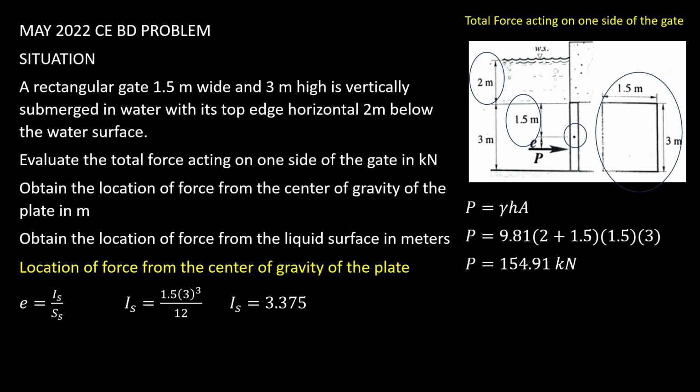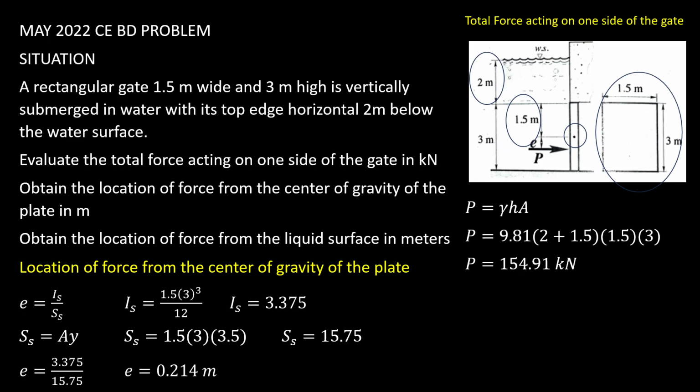Coming up next, we need to calculate for the S sub S so that we can easily obtain now the value for E. If we're going to calculate for S sub S, it is actually equal to area times the Y. That is why S sub S now is equal to 1.5 times 3 times 3.5, and S sub S equals 15.75. And finally, we can now solve for the location of force from the center of the gravity of the plate. E is equal to 3.375 over 15.75, and the value of our E is equal to 0.214 meter.